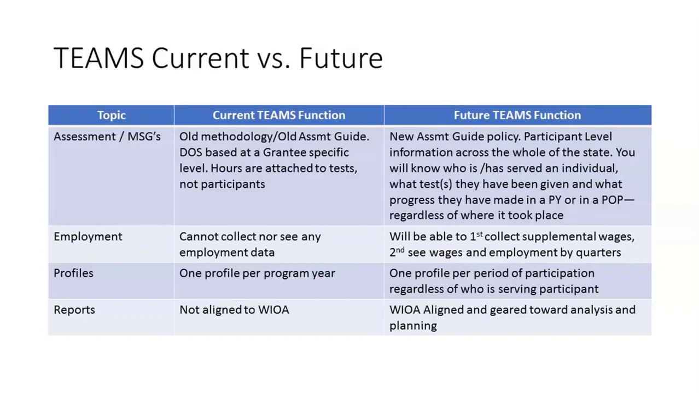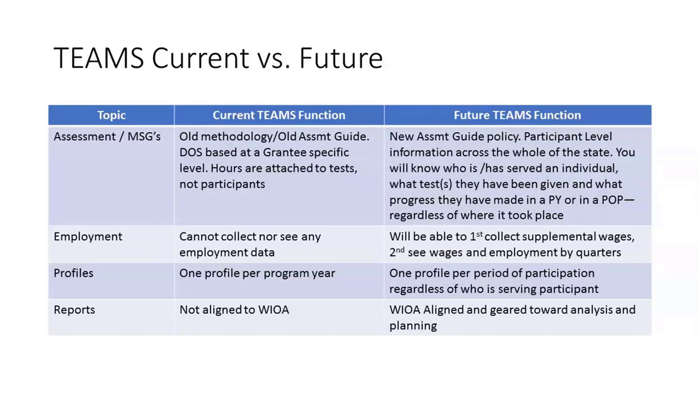Right now in TEAMS, when it comes to assessments and measurable skills gains, TEAMS is still looking at the old methodology. We have a new assessment guide that's out, but we haven't been able to update all of that in TEAMS because it's pretty extensive. We no longer use domain of significance based performance. So a lot of times if you go into TEAMS right now and pull reports, you're seeing things that really don't accurately reflect what you're getting credit for in terms of performance.